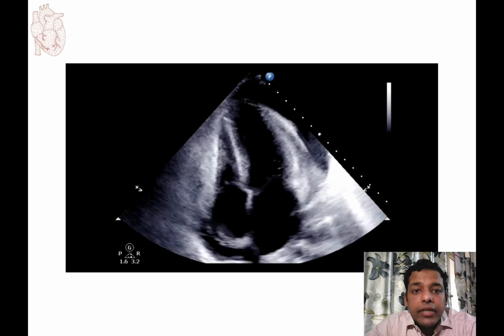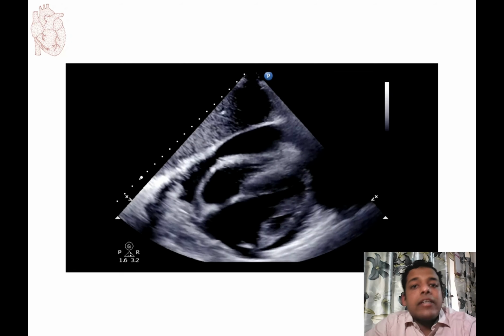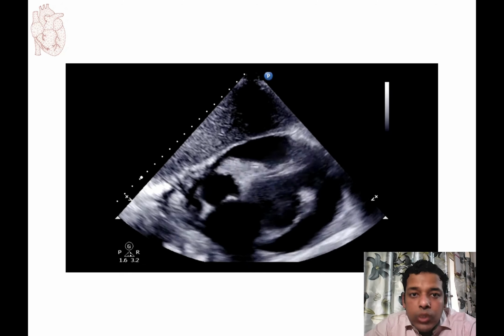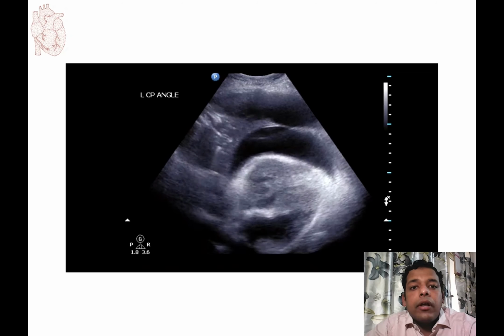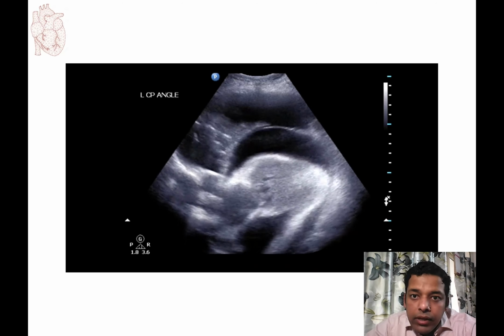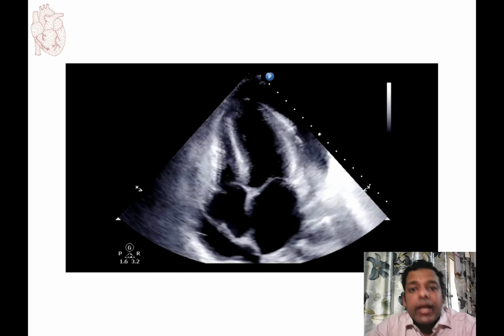In this echo clip, in the apical four-chamber view, we see right atrial collapse during ventricular diastole, and in this subcostal view also, we see the right ventricle diastolic collapse. The last part of this clip is showing a tamponade through the left costophrenic angle.